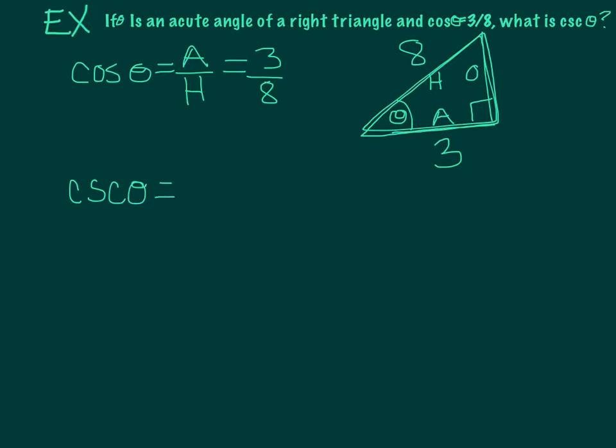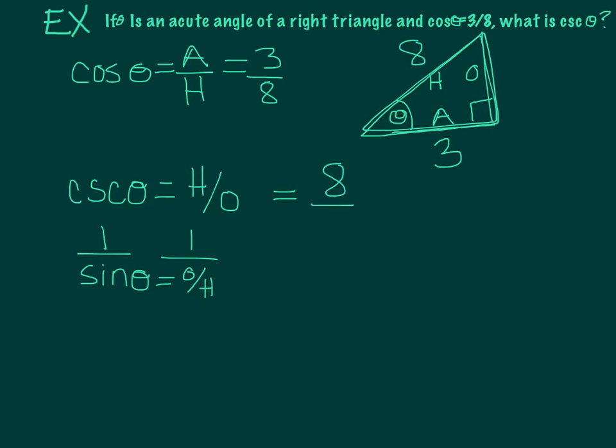Well, we know that cosecant is the reciprocal of sine. And sine is o over h. The reciprocal of o over h would be h over o. So that would be the hypotenuse over the opposite side here.